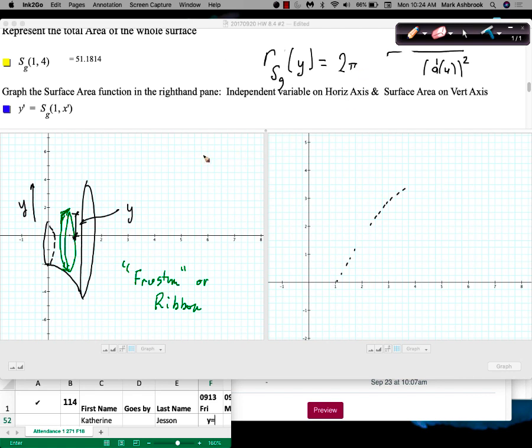What was the total length of the curve? 3 point something? And what's the total surface area? 51. Where's this graph going to start? Is it going to start at the same place that the arc length did? Yeah, but by the time we get to 4, it's going to be at... Right, because surface area is tracking all of this area, not just a length, right? So how will it compare to this?